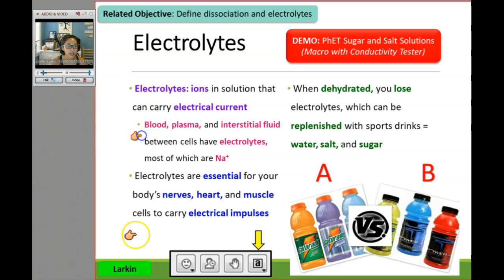Now, this brings us to this idea of blood, plasma, and interstitial fluid. All the parts of your body have cells, and interstitial fluid is between your cells. All of these parts have electrolytes, most of which are sodium. So you actually eat salt quite frequently, not because it's tasty, but because you need these sodium ions. Electrolytes are essential for your body's nerves, heart, and muscles, because they are all powered by electricity.